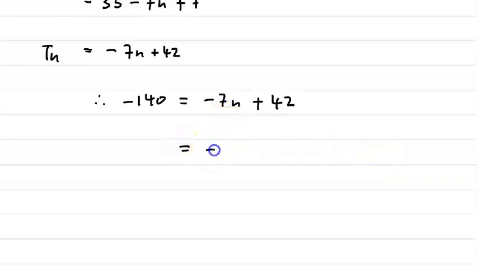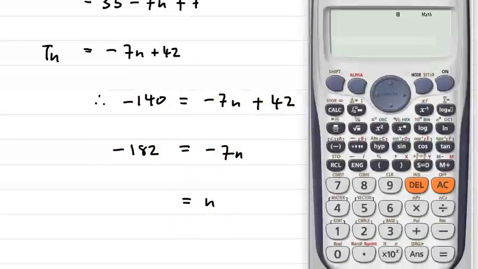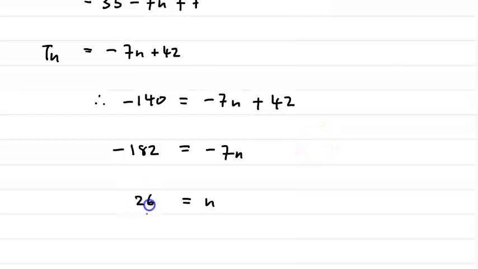So now we got minus 7n equals minus 140. And if I take this positive 42 to the left-hand side, it will be minus 182. Let's divide both sides by minus 7. So therefore, n equals minus 182 divided by minus 7, which equals 26. So it will be the 26th term. Therefore, we can conclude that minus 140 will be the 26th term.